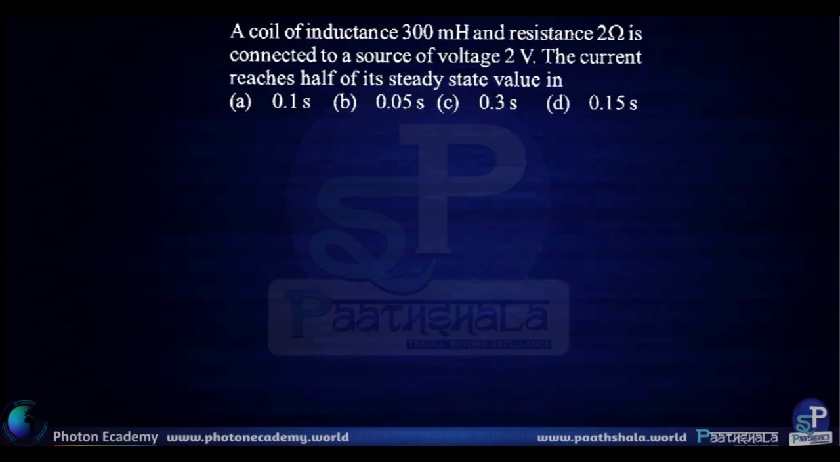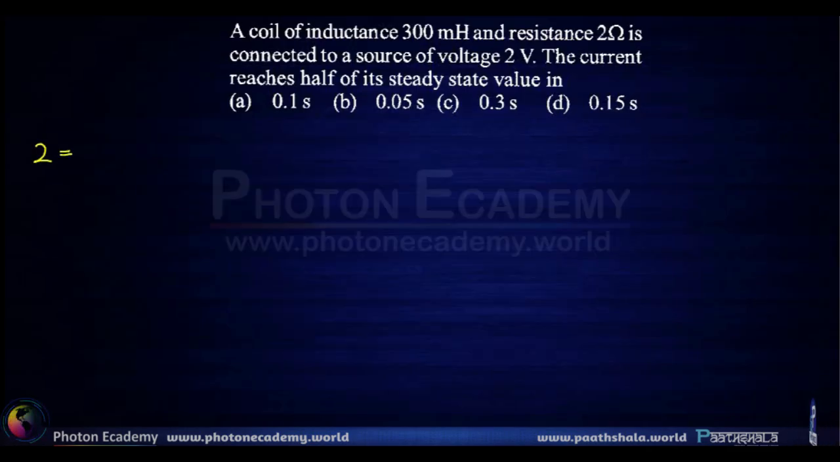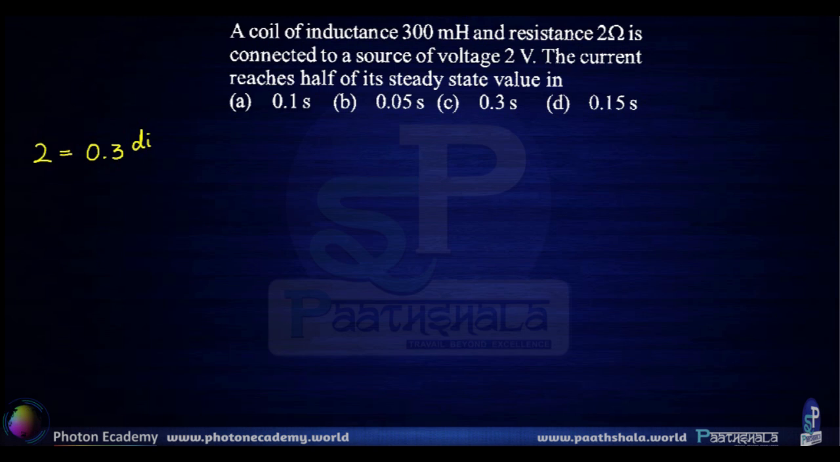So we have the voltage provided by the source, 2 volts, is equal to... we have a single element, a single coil that is having an inductance and a resistance. We can assume these to be in series, and therefore 2 volts is the sum of the potential drop across the inductor, which is inductance multiplied by rate of change of current, and the potential difference across a resistor, which is resistance multiplied by the current.